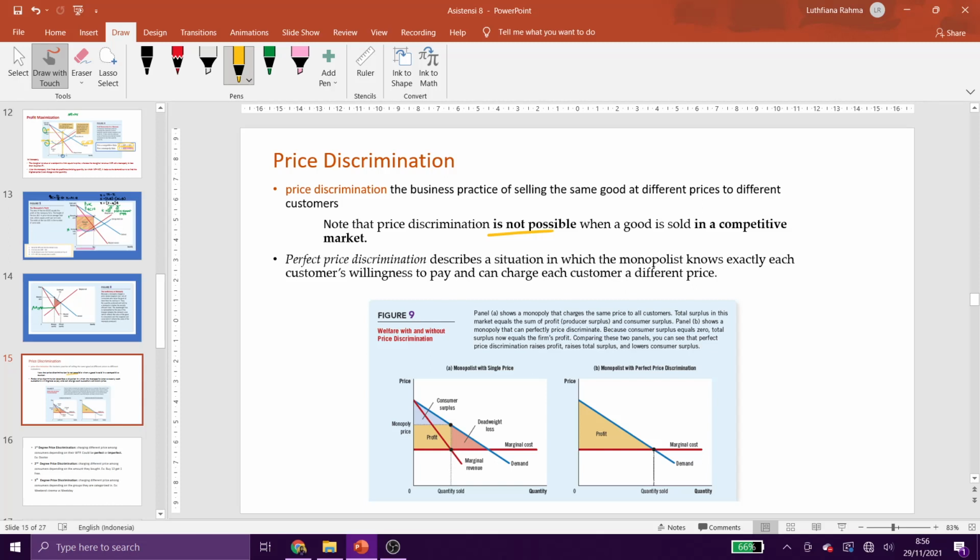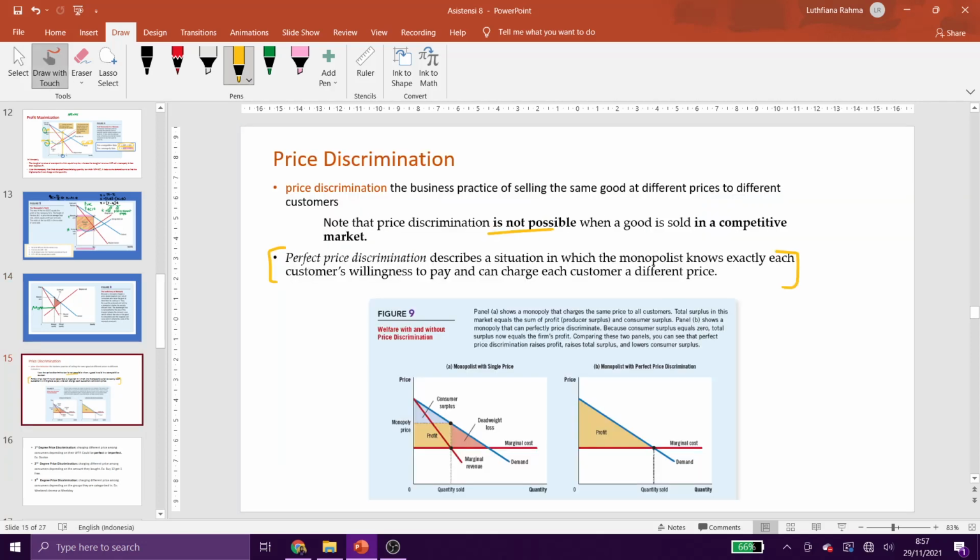Okay, so here there is perfect price discrimination. Perfect price discrimination describes a situation in which the monopolist knows exactly each consumer's willingness to pay. So if the firm already knows its consumers' willingness to pay, it is able to charge the price based on its consumers' willingness to pay. So the price charged will be based on that.